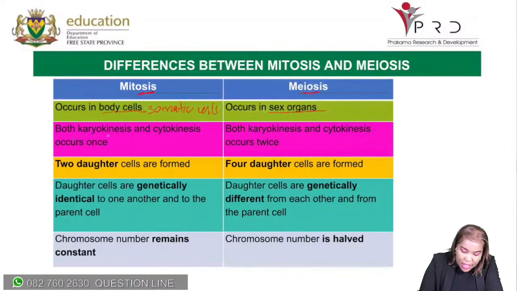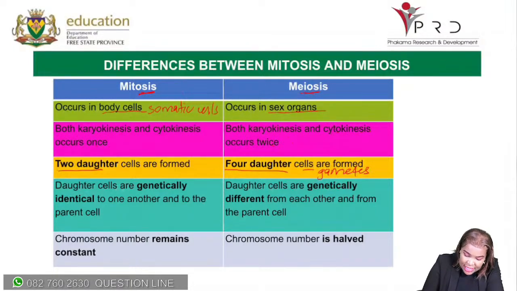Then both karyokinesis and cytokinesis occur once. So during mitosis, the splitting of the cytoplasm only occurs once. But during meiosis, karyokinesis and cytokinesis occur when? Twice, during the first division and the second division. Then at the end of mitosis, you find 2 daughter cells. At the end of meiosis, you find 4 cells are formed, which we call what? Gametes. The cells that are formed are called gametes.